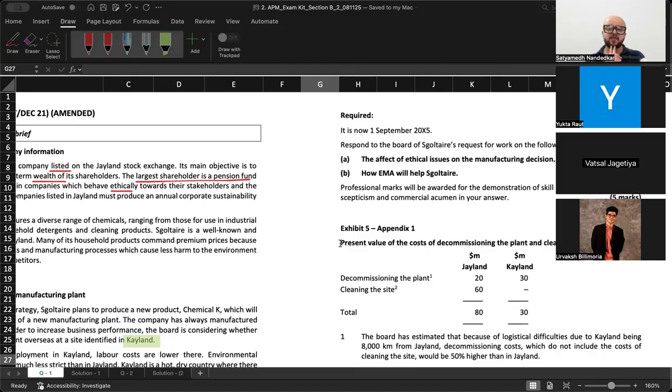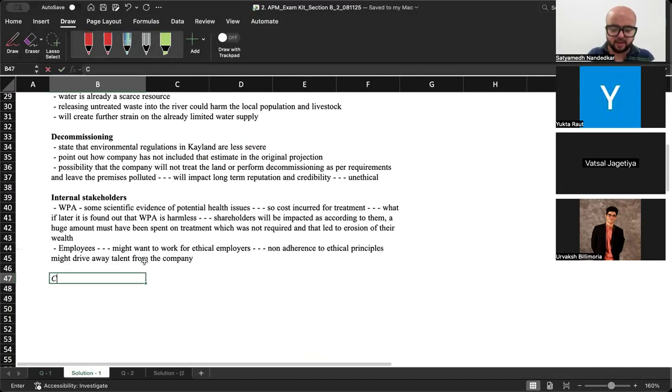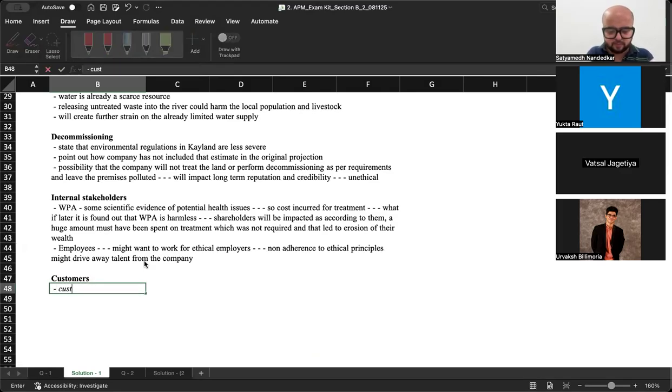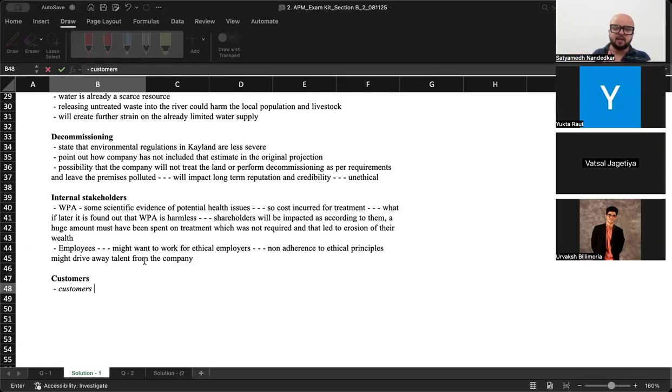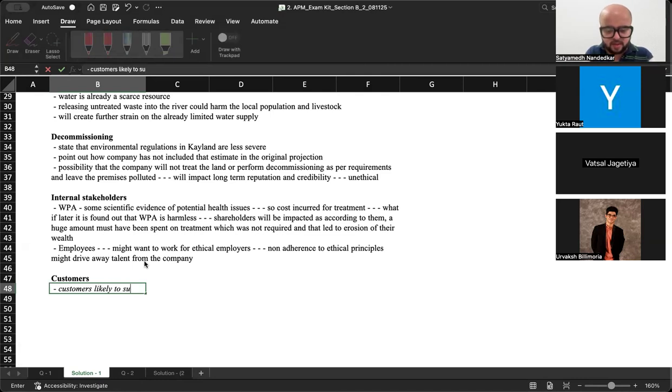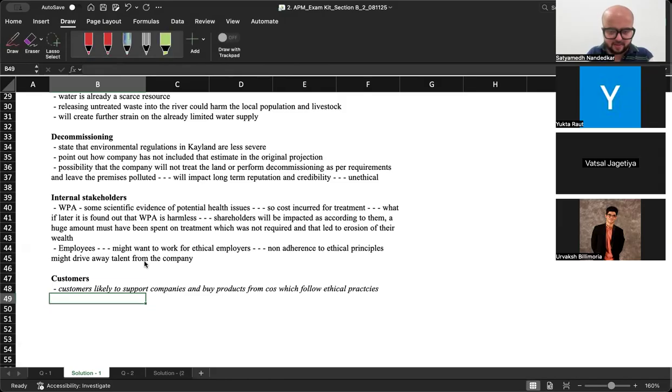Do you think customers will have a point of view when it comes to companies being ethical or not? I think we can talk about that. है ना? Customers. Customers are likely to support companies that follow ethical practices. Customers likely to support companies and buy products from companies which follow ethical practices.